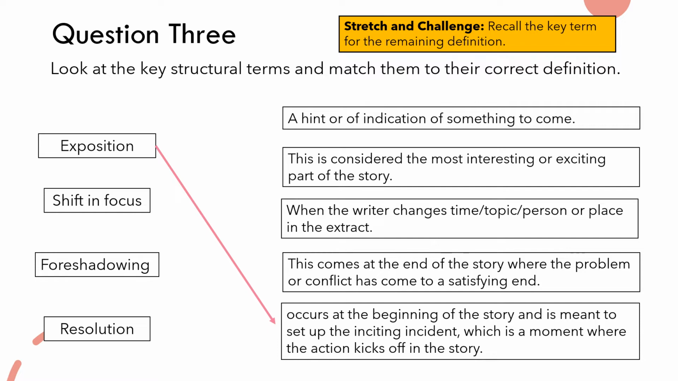So exposition is a really important one because it's really good to think about how the writer has started the extract, and you can think about that for every single text that you're faced with.